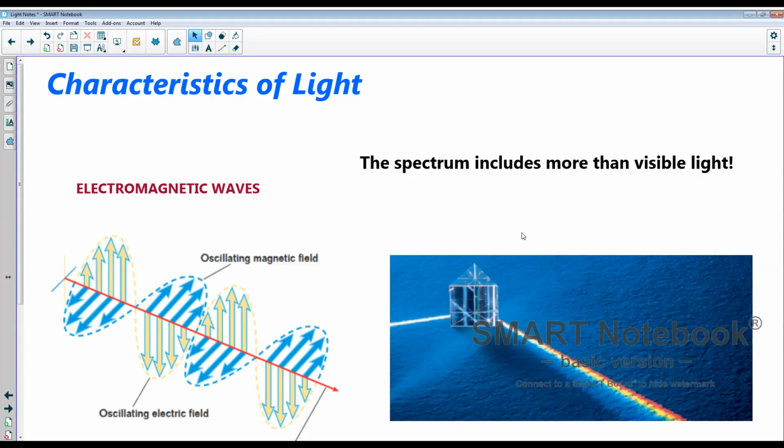The other thing I wanted to talk about in this lesson is how light travels.